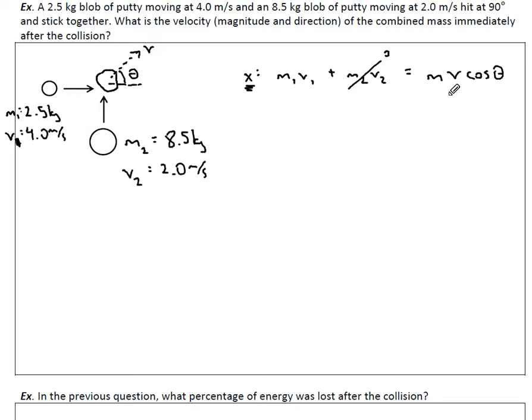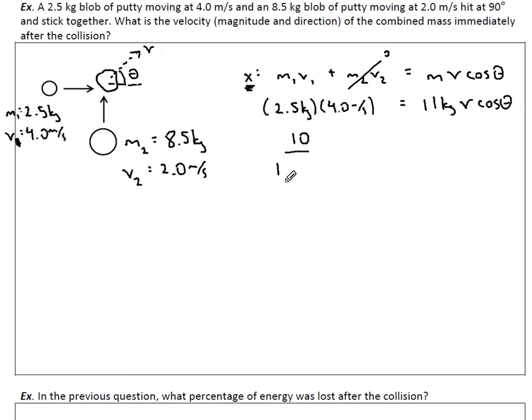So we simplify this equation down. Let's actually fill in numbers first. We have 2.5 kilograms times a velocity of 4.0 meters per second, and that's equal to the combined mass of 11 kilograms times some unknown v and cos theta. So 2.5 times 4 gives us 10. I'm not going to put the units in right now, because it's easy to see when we have the equation with just the numbers, but technically we should have the units kilograms times meters per second.